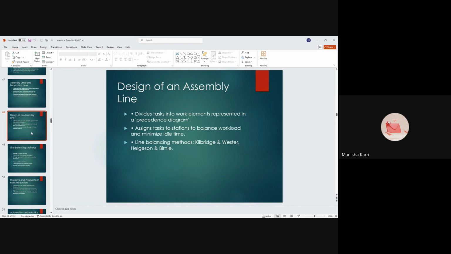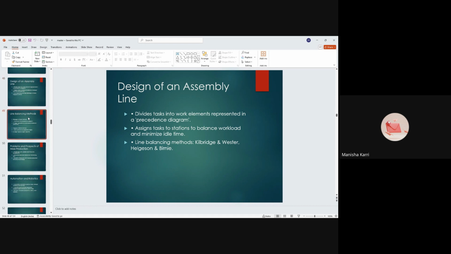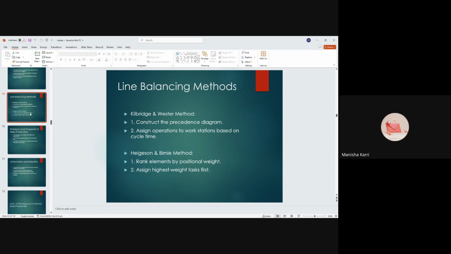This is the best example for this design of an assembly line. Next one is line balancing methods. So what do line balancing methods mean? The first one is the Kilbridge and Wester method, as we discussed just before. Here, some steps are there in this Kilbridge and Wester method.